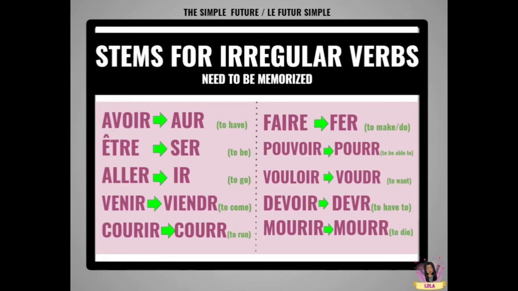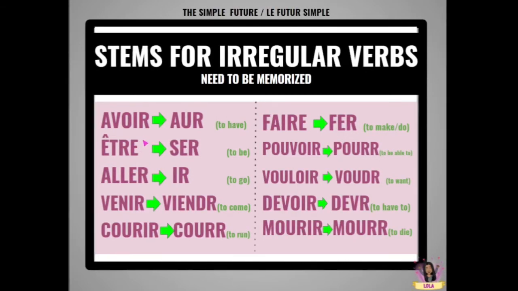And I'm going to go into detail with each one of these in a little bit. So we have être, which becomes SER, aller becomes IR, venir becomes VIENDR, courir becomes COURR, faire becomes FER, pouvoir, POURR, vouloir, VOUDR, devoir, DEVR, and mourir becomes MOURR. So as I said, I was going to go into detail with each one of these.